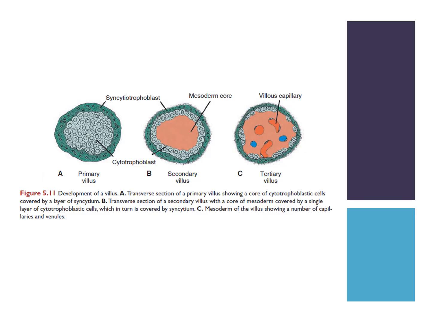This figure shows the development of the villus. In figure A, you'll find the primary villus, which has a core of cytotrophoblastic cells surrounded by syncytiotrophoblastic cells. Eventually, it becomes a secondary villus, whereby the cytotrophoblastic cells are replaced by a mesodermal core. And eventually, a tertiary villus is formed when the mesodermal cells develop to become a network of capillaries and venules.